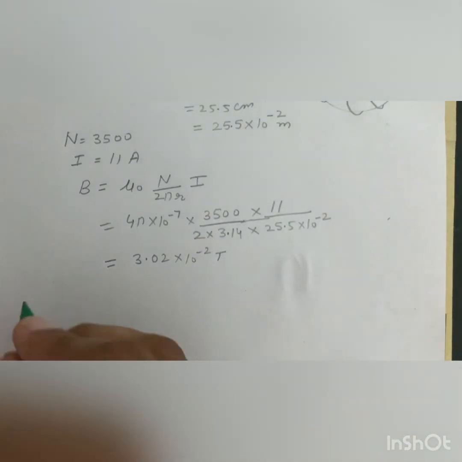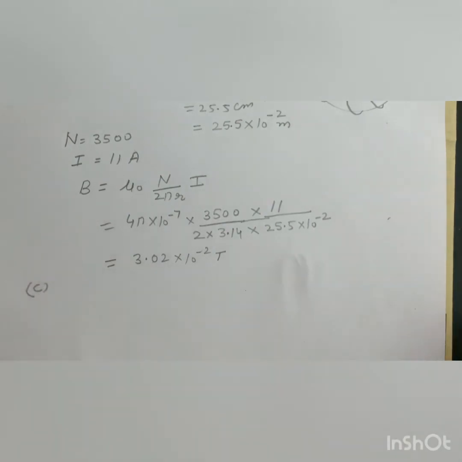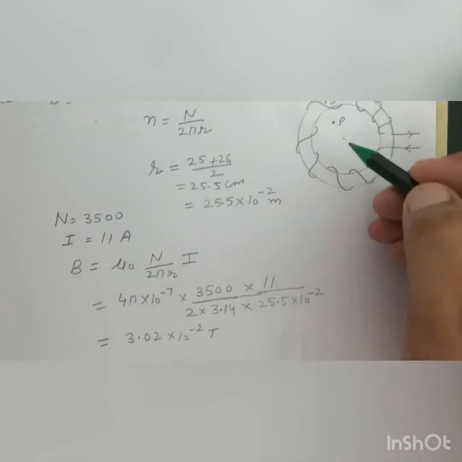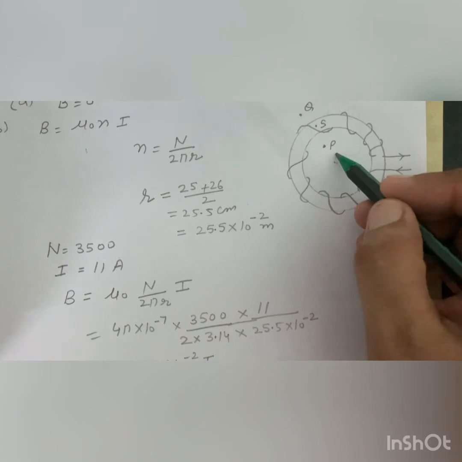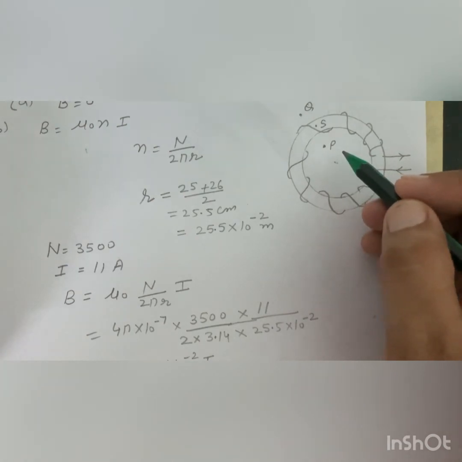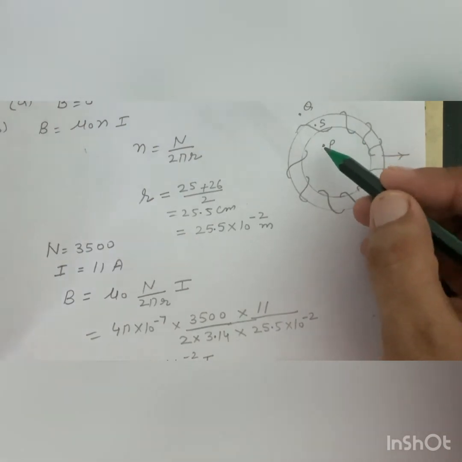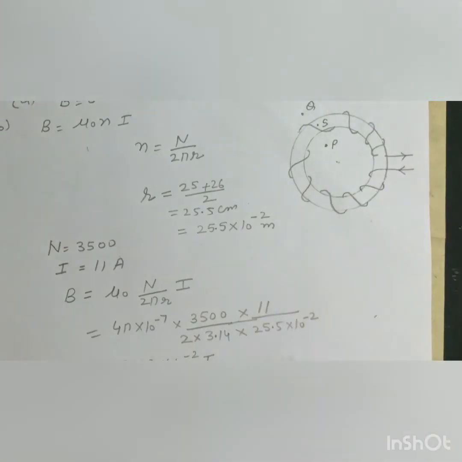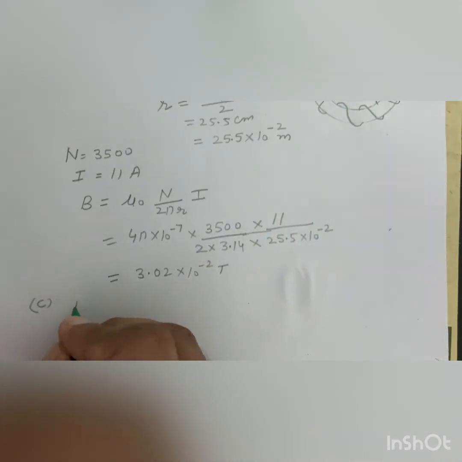Answer. C part: the magnetic field in the empty space surrounded by the toroid, that means at point P, is also 0.